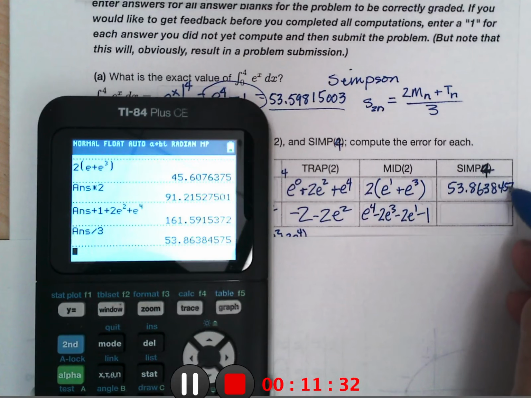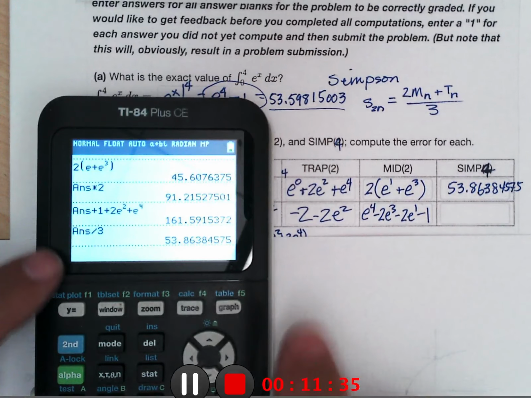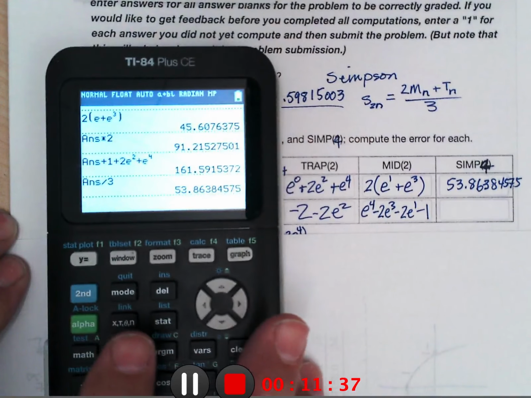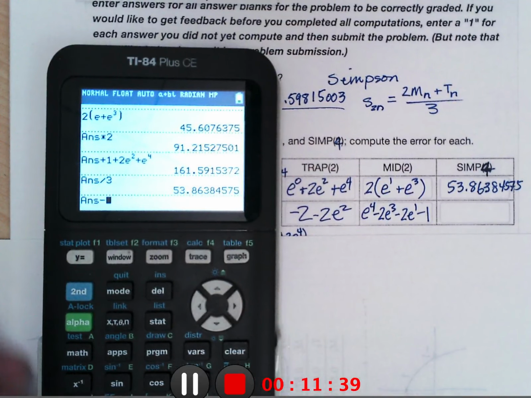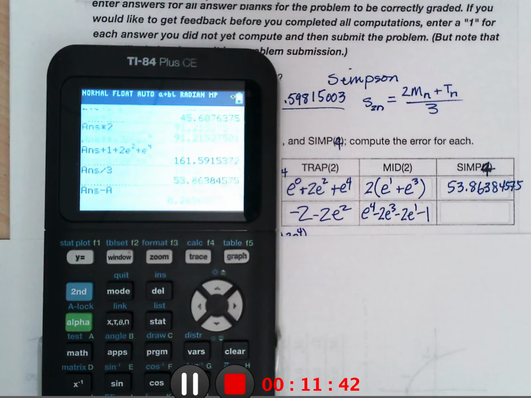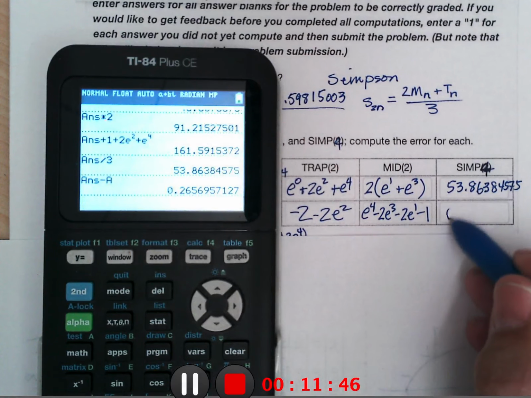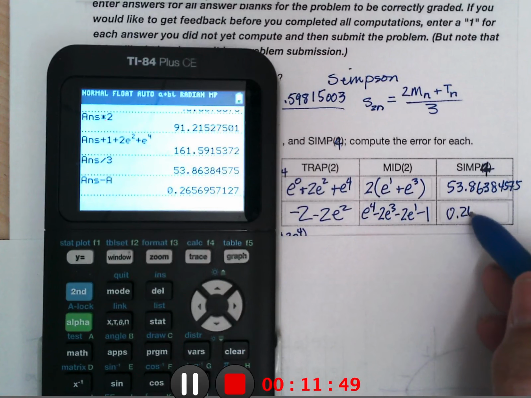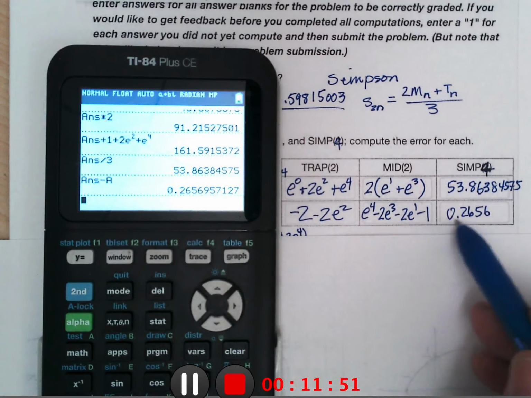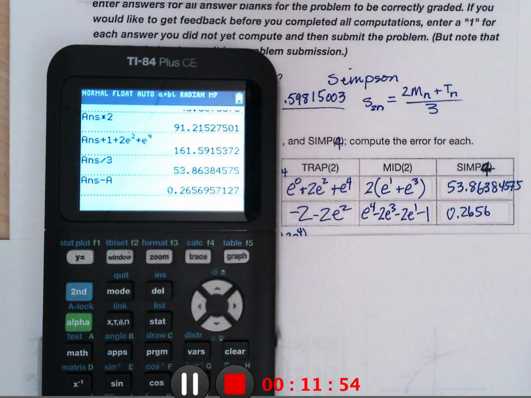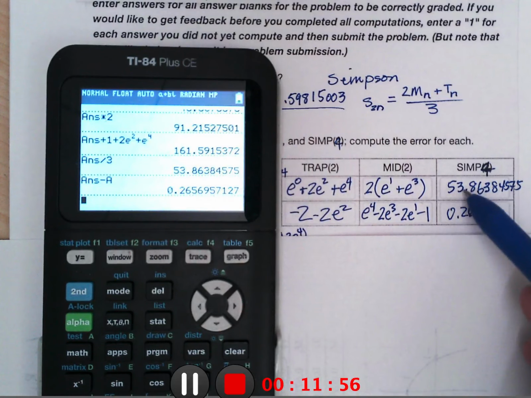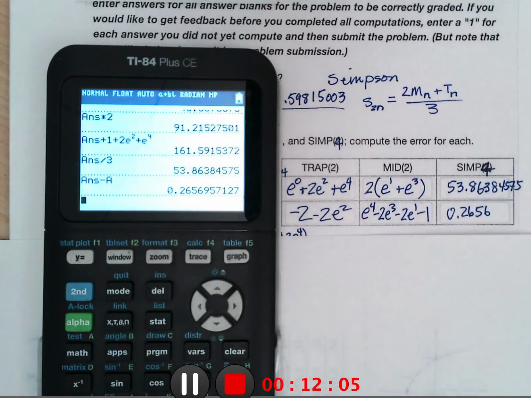53.86384575. And if I subtract what I stored in A, the correct answer, minus alpha A, I get an error of 0.2656, 0.2 out of 53. So that's a small error in the 53. So it could be 53.86 plus or minus 0.26. Okay?